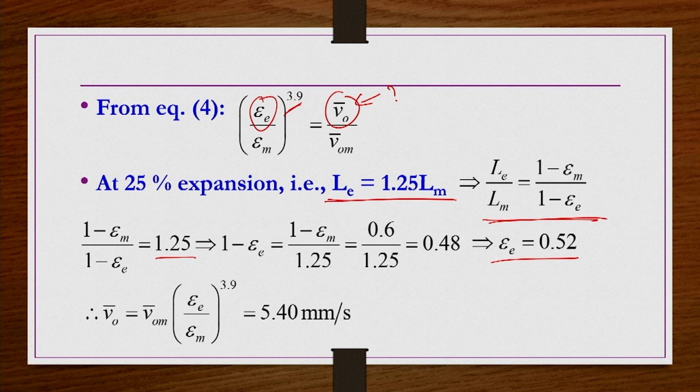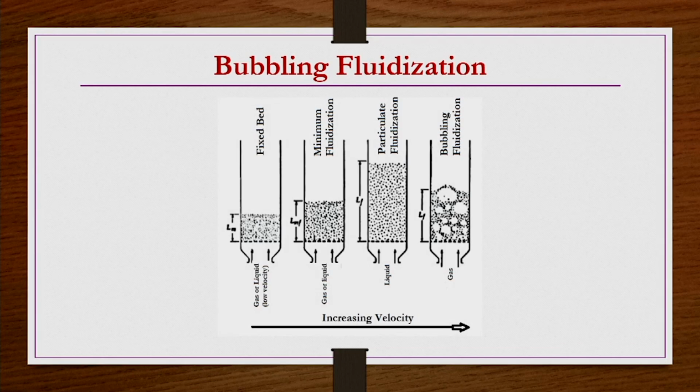5.40 mm per second you will get superficial velocity. That is, when you maintain a superficial velocity of 5.4 mm per second, then the 25% expansion of the bed will take place. Now, bubbling fluidization. So, let us see the picture again.